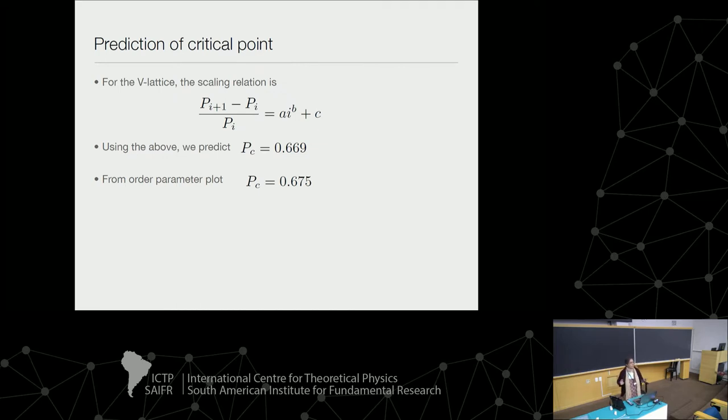Now what does this mean? The fact that these transitions actually follow a scaling behavior can be put to good use. This is the scaling relation which we found for the V lens. Once we find the scaling relation and we find these constants, we can actually predict the value at which the transition takes place. From the scaling relation above, this is the value at which the transition takes place. If you look at the order parameter plot, you can also see the point at which the transition takes place. And you can see that the two corroborate each other reasonably nicely. So we have been able to predict the value at which the transition takes place from the scaling behavior.